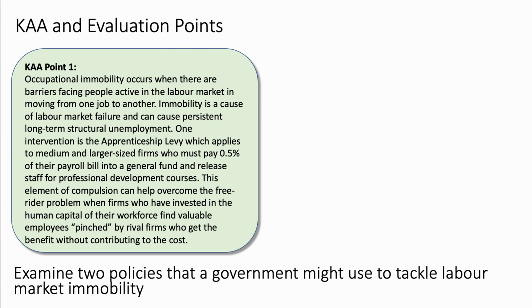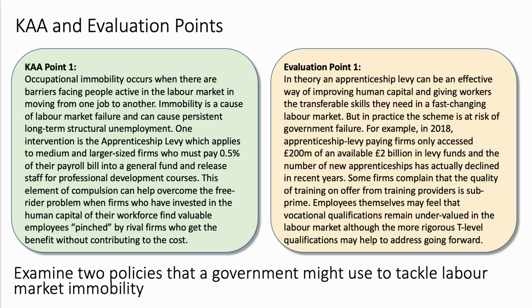That's when businesses, firms have invested in the human capital of their workforce, often younger people, and they find some of their most valuable employees pinched, snatched by rival firms who then get the benefit without contributing to the cost. So my policy is the apprenticeship levy, and it's designed to increase funding of training and overcome the free rider problem. Then leave a couple of lines on your exam script. Make it clear that you're making a distinction between analysis and evaluation.